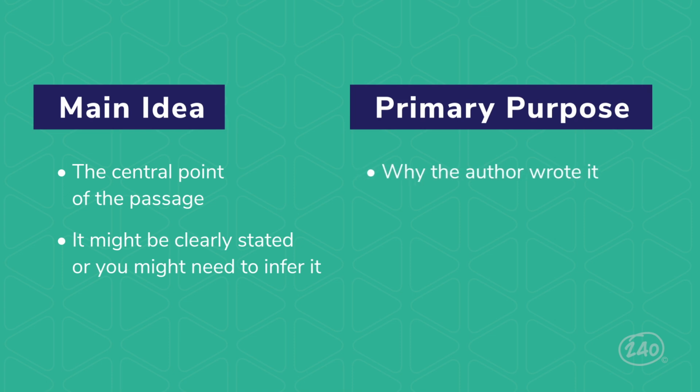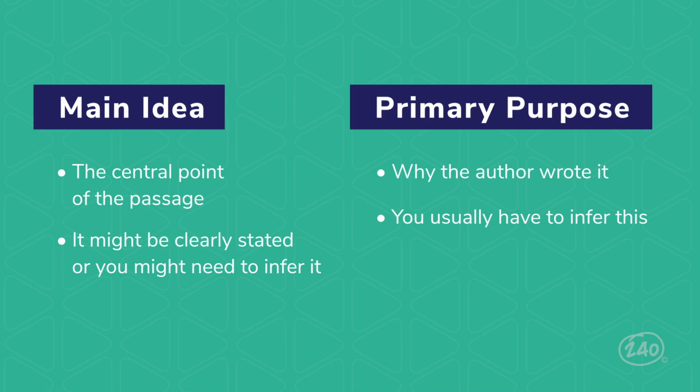A primary purpose is why the author wrote the work. You often have to infer this one. Be prepared to see questions that ask you about main idea or purpose directly, but no matter what, it's an important first step to take. Determining the main idea and primary purpose will help you fully analyze the text and prepare you to answer other types of questions about it.